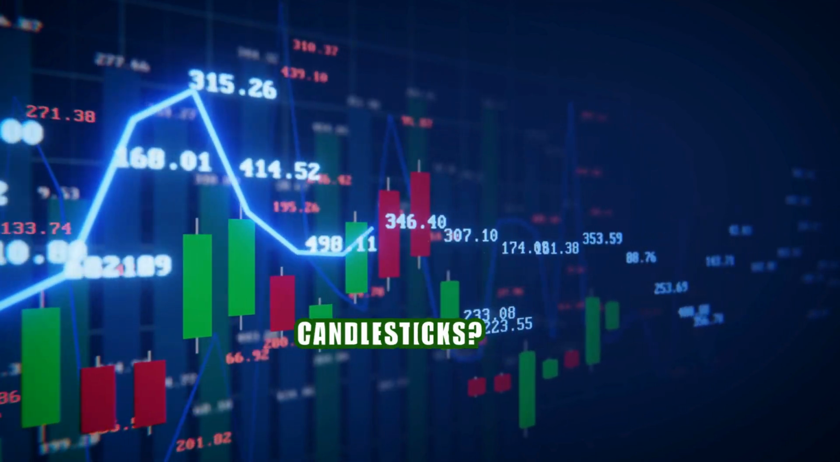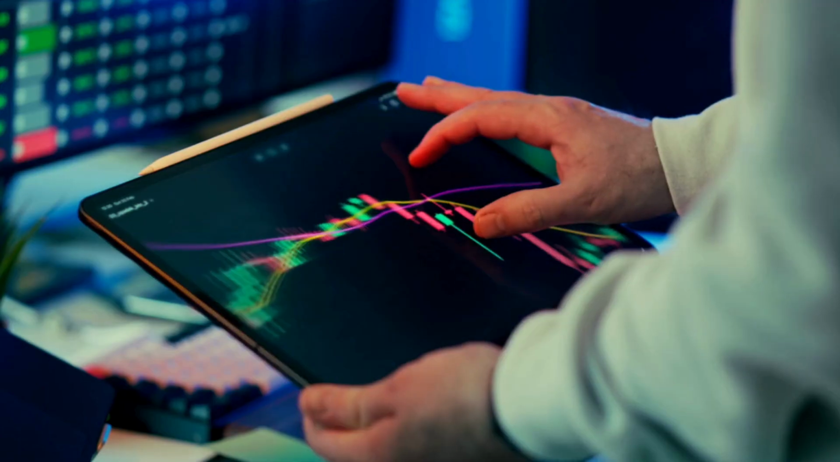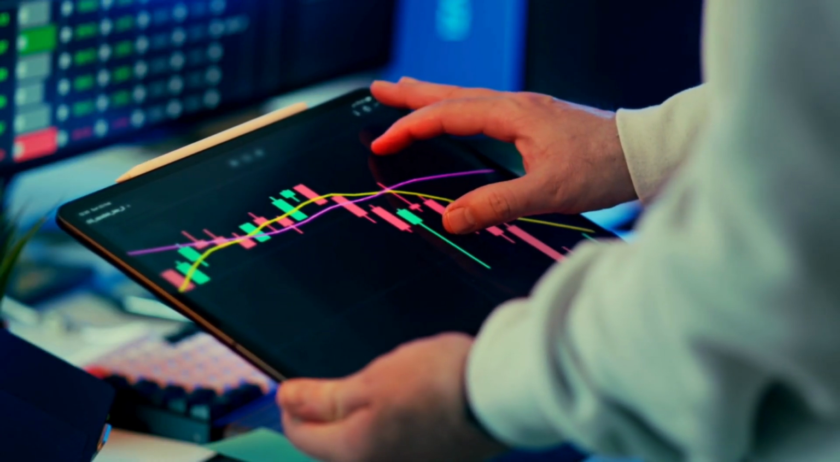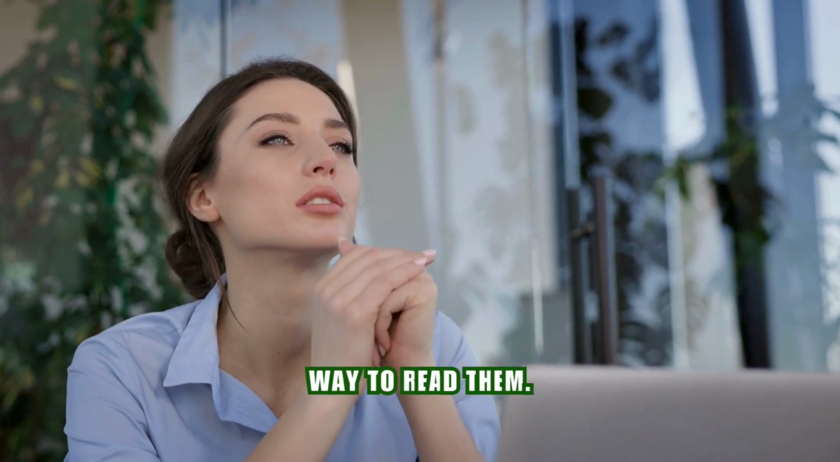You think you understand candlesticks? But you're using them the wrong way. Let me show you the simple way to read them.